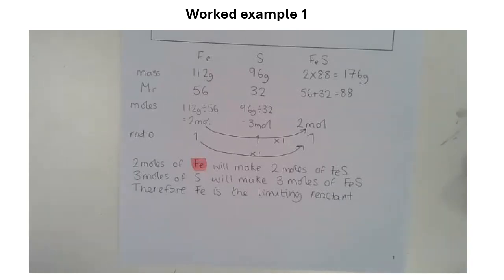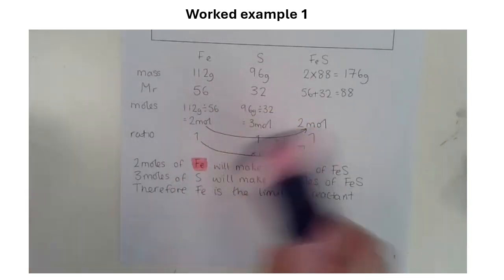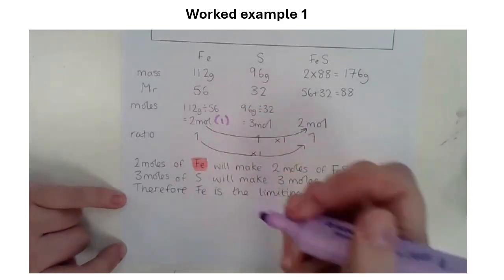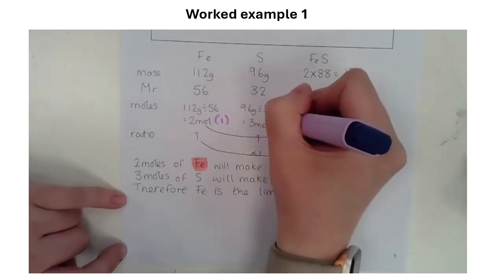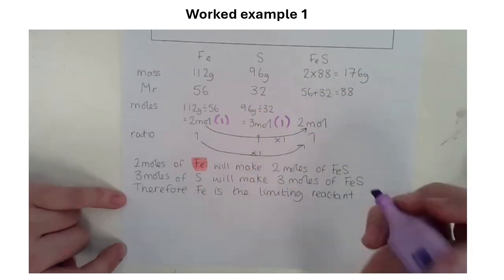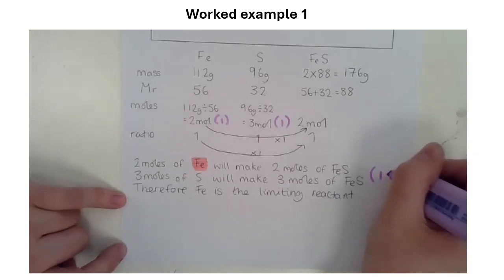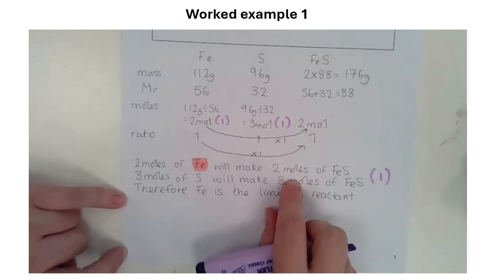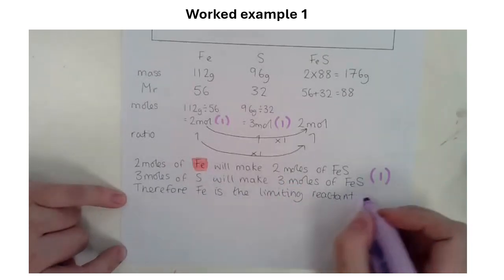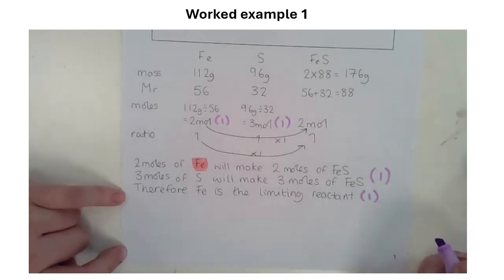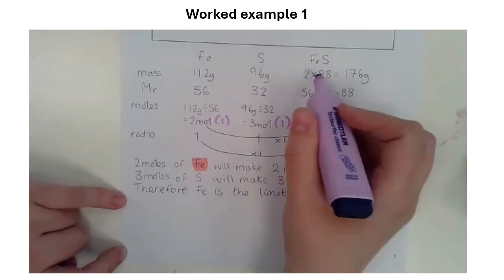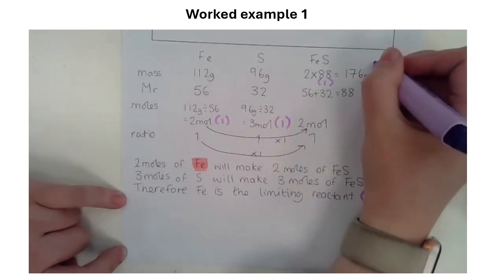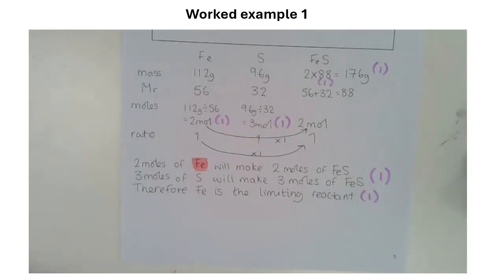In terms of my mark scheme, I get 1 mark for calculating the correct moles of iron. My second mark comes from calculating the correct moles of sulfur. My third mark comes from comparing these two reactants. Both of these sentences is your third mark. The fourth mark comes from identifying the limiting reactant. The fifth mark comes from your final calculation of the mass, and the sixth mark comes from your final mass.